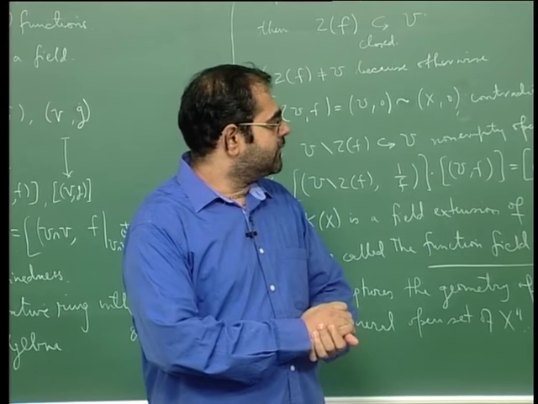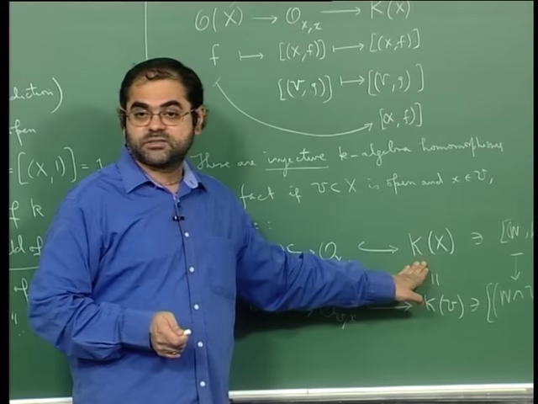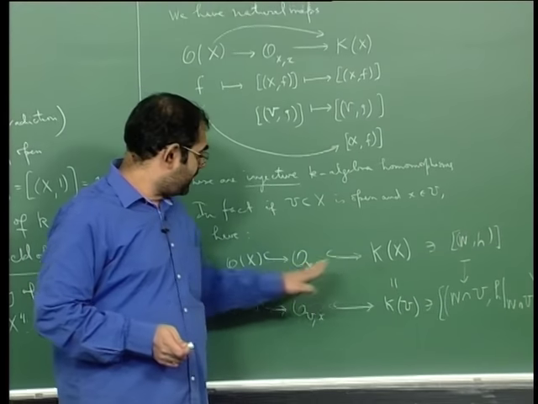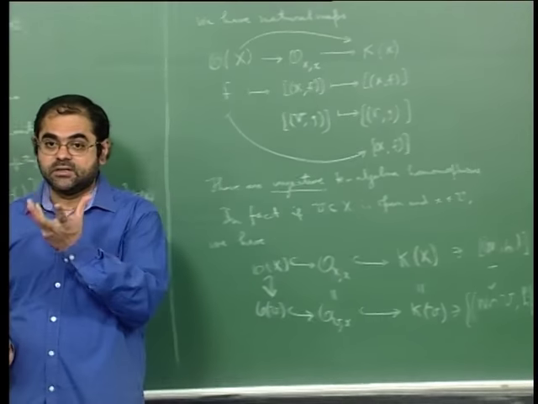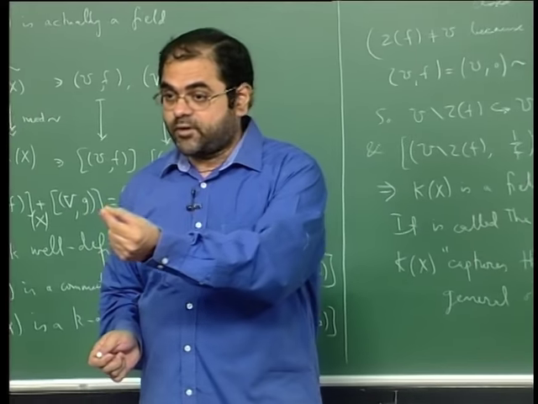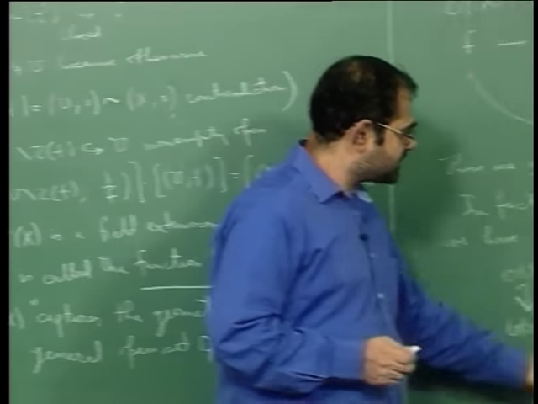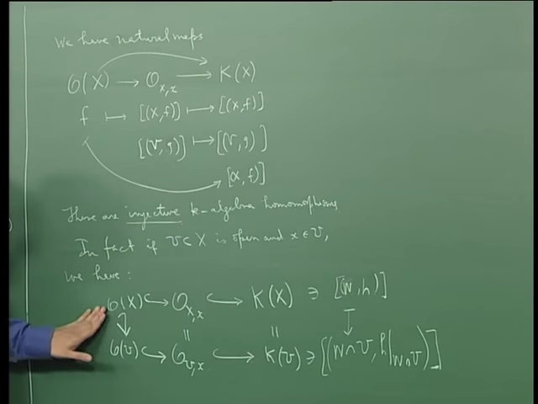Of course you have to remember that here you should think of representatives as regular functions on a non-empty open set, and here you must think of representatives as regular functions on a non-empty open set which contains the point small x. That's the only difference. Okay, so you have this nice diagram.